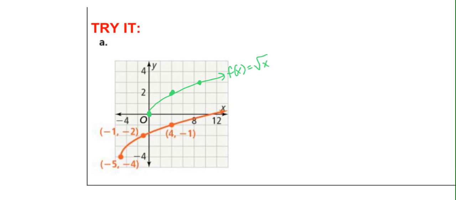Okay, so you need to figure out what g of x is right here. Remember, first find out how much over you've gone and how much down you've gone from the starting point. Okay, that'll give you your h and your k, and then you just got to check using a table whether or not you have a vertical stretch or not.